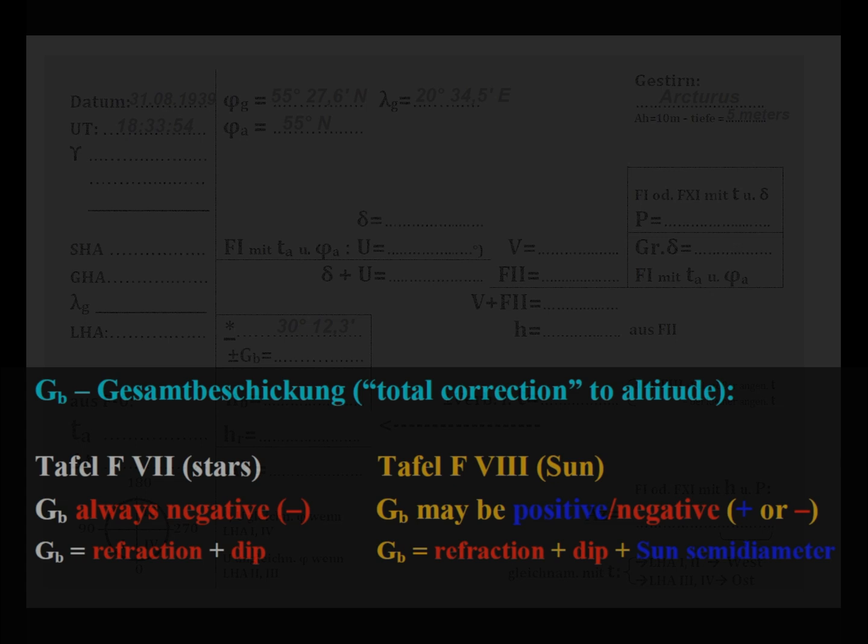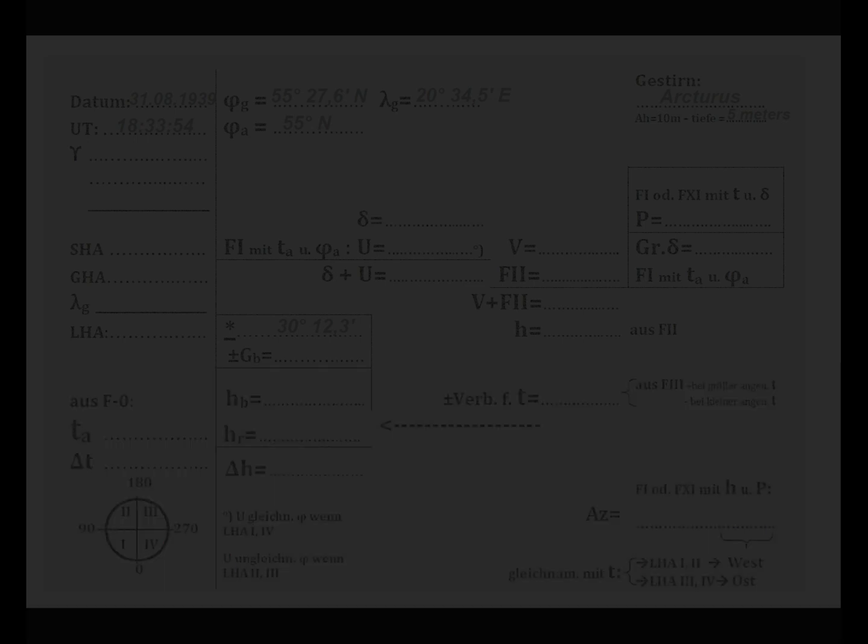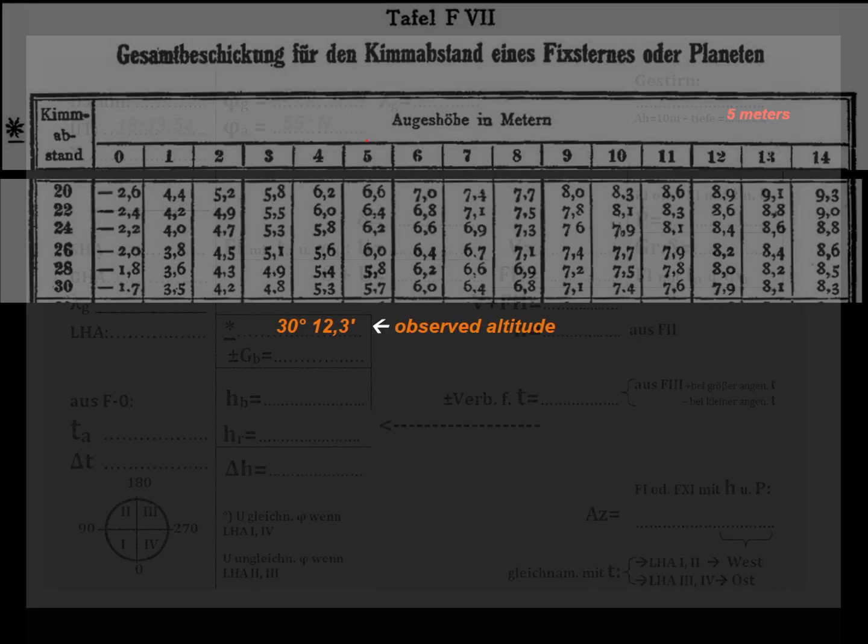An example of determining the total correction for the altitude of the Sun using the F8 table was shown in video 3.3. The initial data for determining the total correction are the observed altitude and the eye height. The total correction value that you extracted from the table must be applied to the observed altitude.